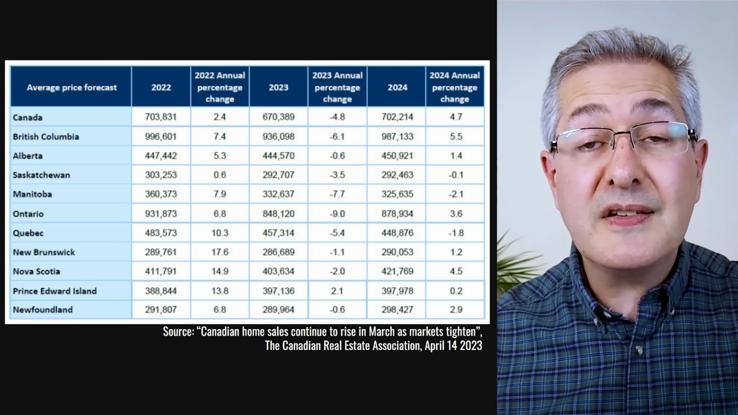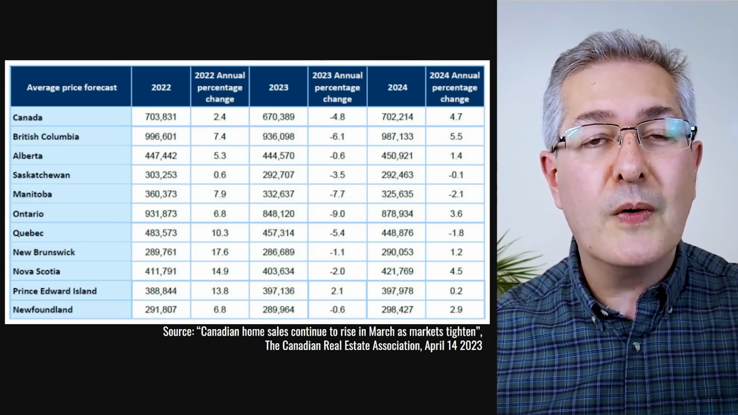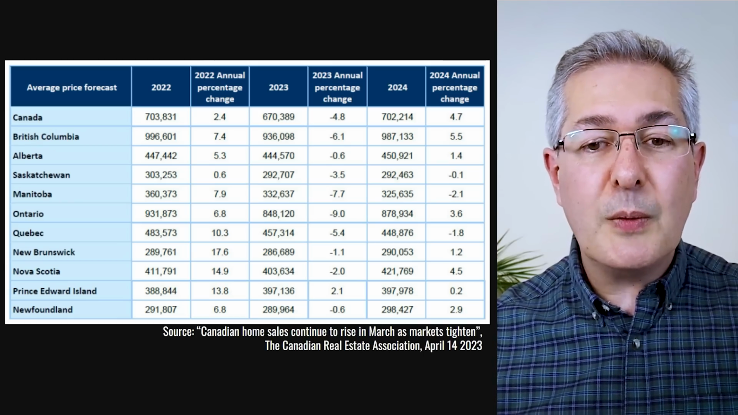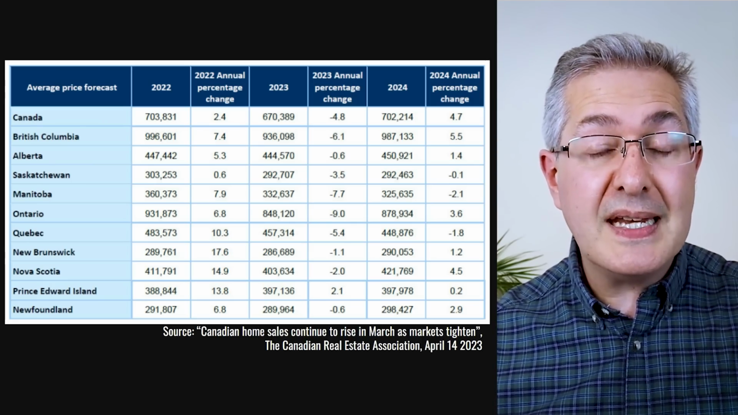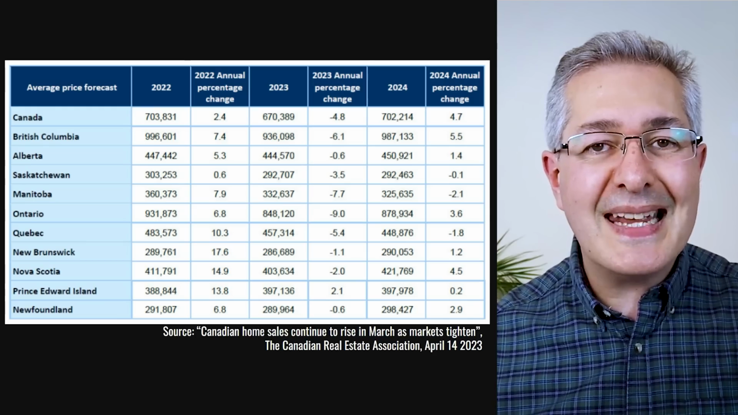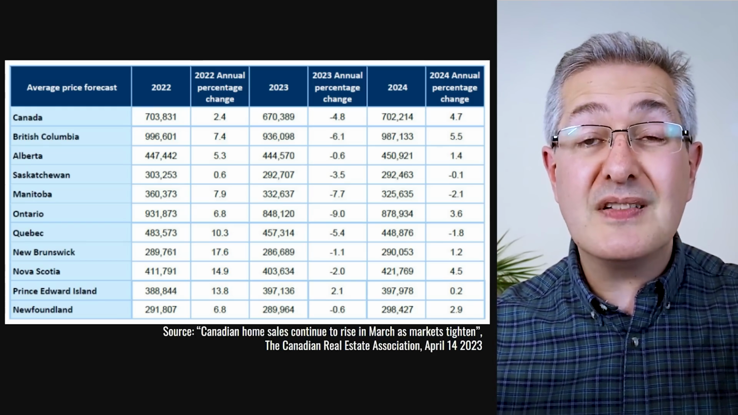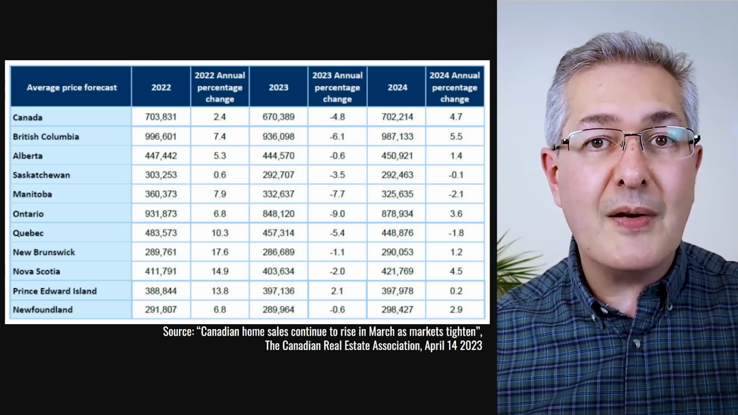But the Canadian Real Estate Association is fairly bullish when it comes to 2024. What they're expecting is an almost 5% year-on-year increase when we get to the end of next year. And that's also true if you break it down by city and by region for the end of 2024. So again, the pattern here seems to be stabilization of house prices, maybe even a slight increase over the last few months, and certainly not a very large fall.